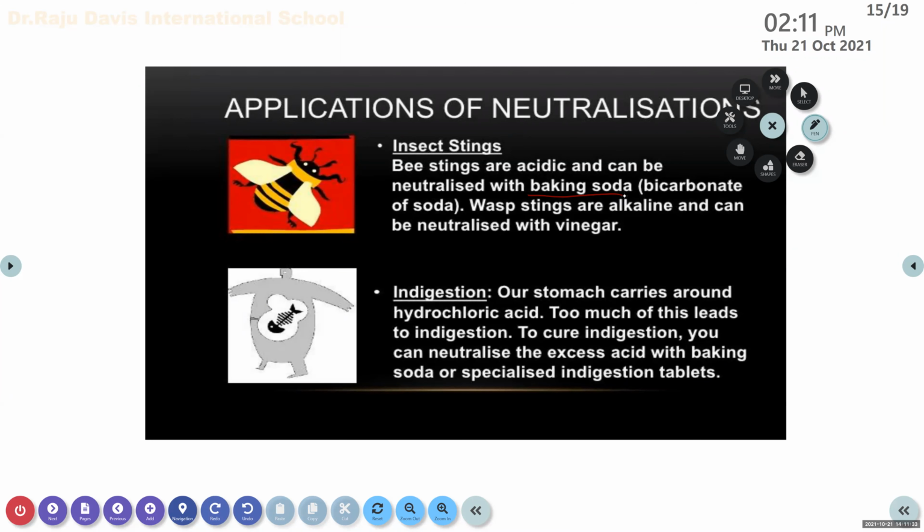Wasp stings are alkaline, and they can be neutralized with vinegar. So these are the applications of neutralization. If a bee sting happens, it is acidic in nature, so neutralize it with the help of baking soda. If it is a wasp sting, ma'am, what is a wasp? It is something like a relative of the bee. I will show the image here. One minute.